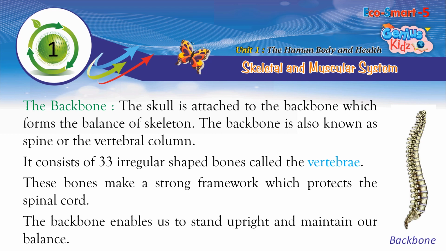The backbone. The skull is attached to the backbone which forms the balance of the skeleton. The backbone is also known as the spine or the vertebral column. It consists of 33 irregular shaped bones called the vertebrae. These bones make a strong framework which protects the spinal cord. The backbone enables us to stand upright and maintain our balance.